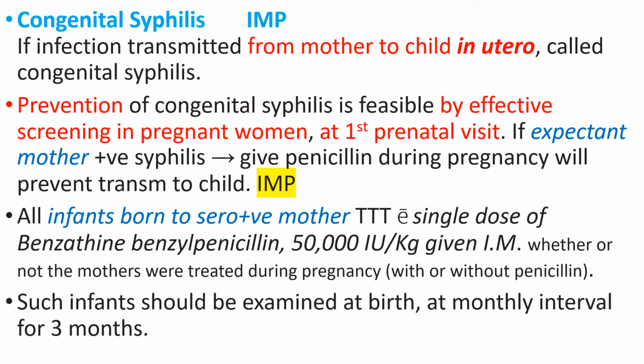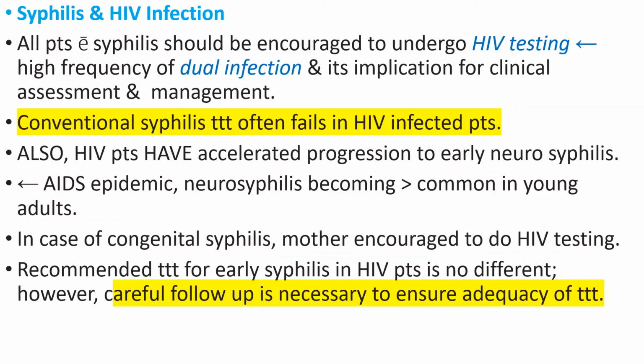This is important. All infants born to a seropositive mother must be treated with a single dose of benzyl penicillin, 50,000 international units per kilogram, given intramuscularly, whether or not the mothers were treated during pregnancy with penicillin. Such infants should be examined at birth and at monthly intervals for 3 months. This slide is very important about congenital syphilis.